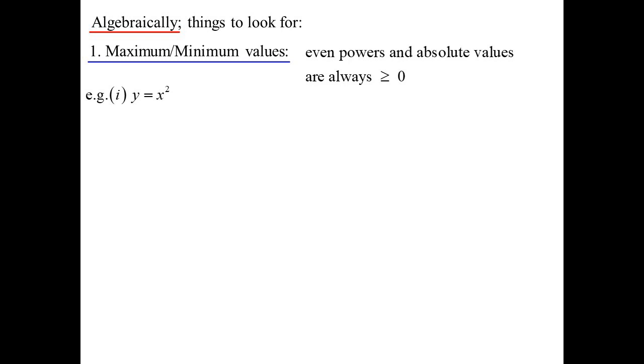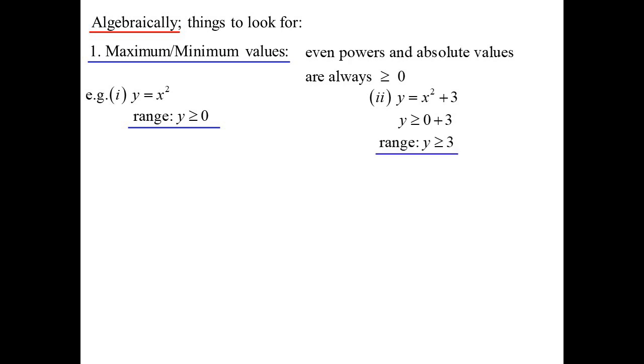So if we see that, let's pick the most basic one, y equals x squared. Let's pretend we have no idea what this looks like. But hang on, x squared, that's got to be positive. Therefore, y's got to be positive. So the range is y is greater than or equal to 0. I'm only ever going to get answers that are greater than or equal to 0. So if I had x squared plus 3, well, I know the x squared's got to be greater than or equal to 0. So this one's range will be greater than or equal to 0 plus 3, which is greater than or equal to 3.